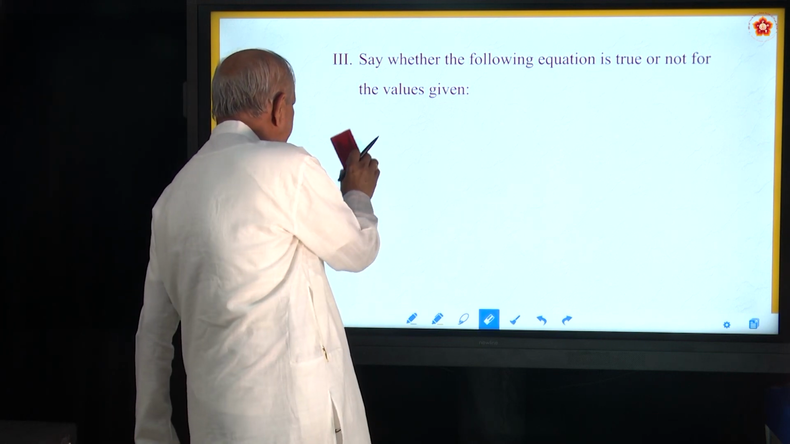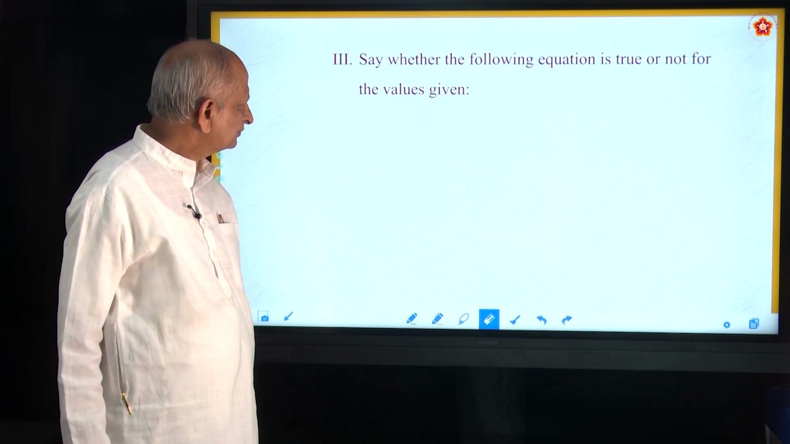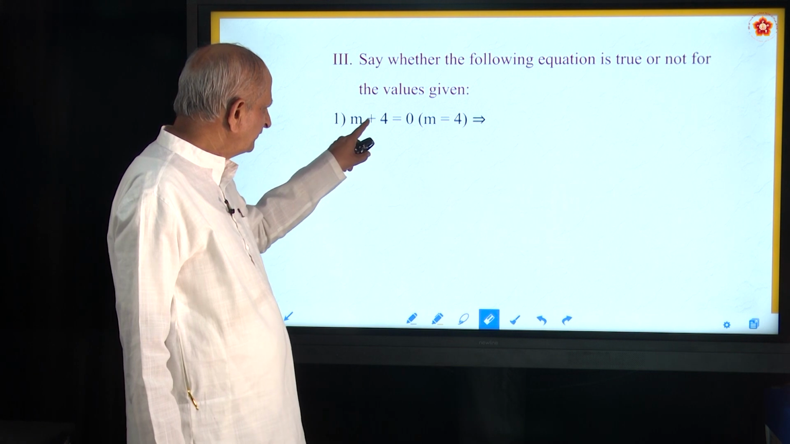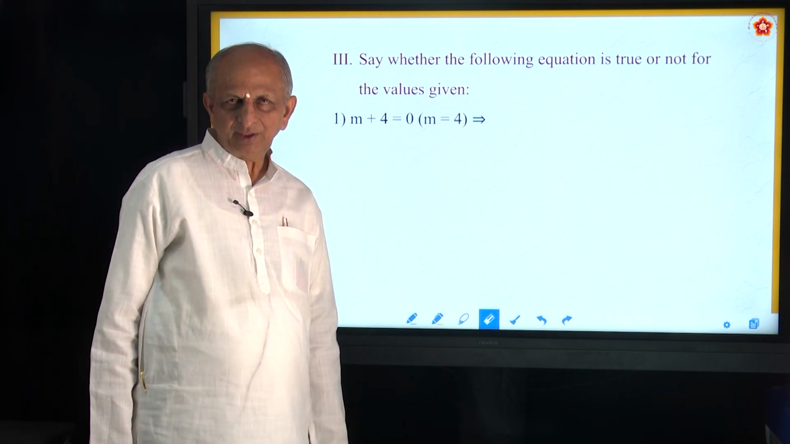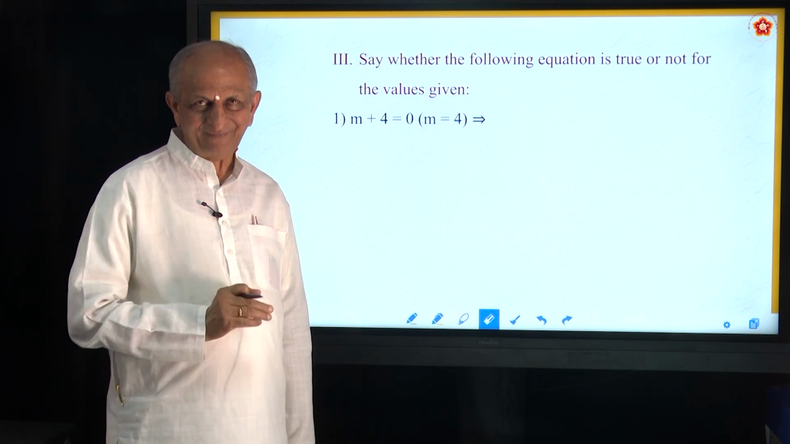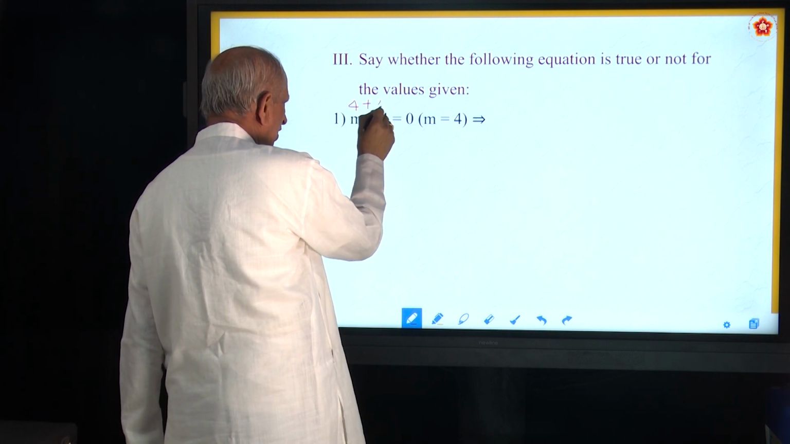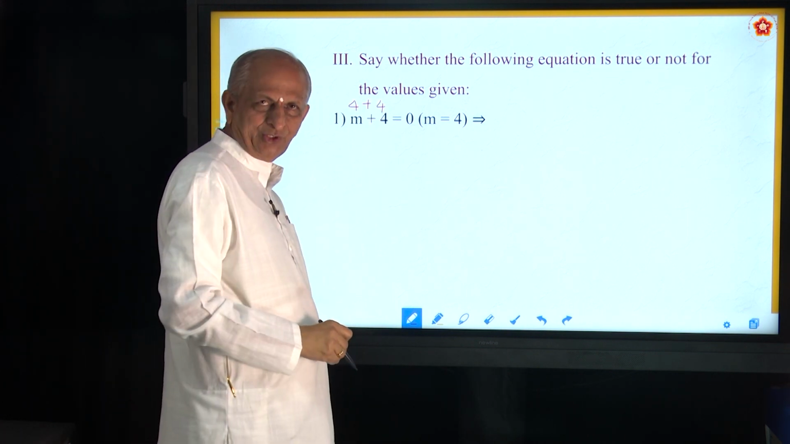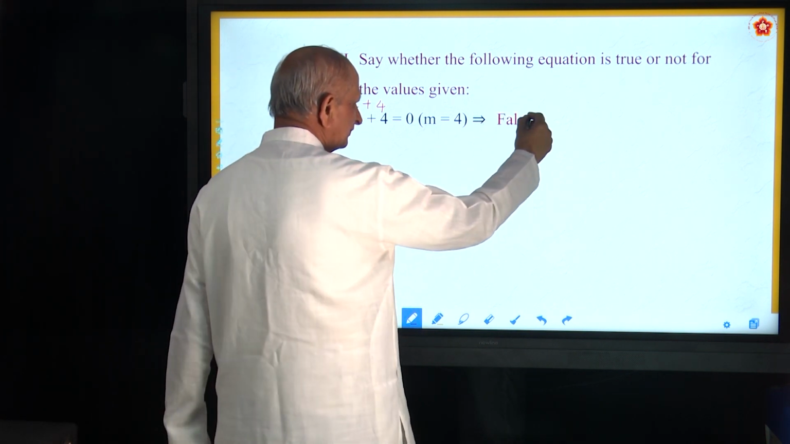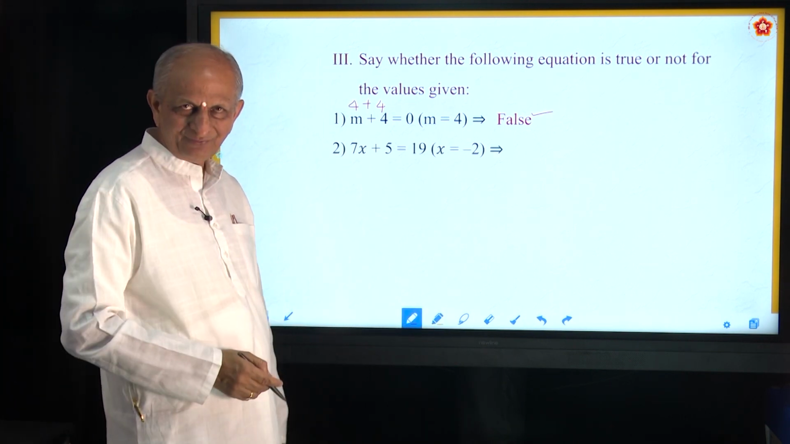Now the third type of question: say whether the following equation is true or not for the values given. M plus 4 equal to 0. If m is 4, is it true? Suppose you write 4 here, 4 plus 4, how much does it become? 8. Is it true? No. So, you must write false. Understood? Come on, you try this. All of you. Try.